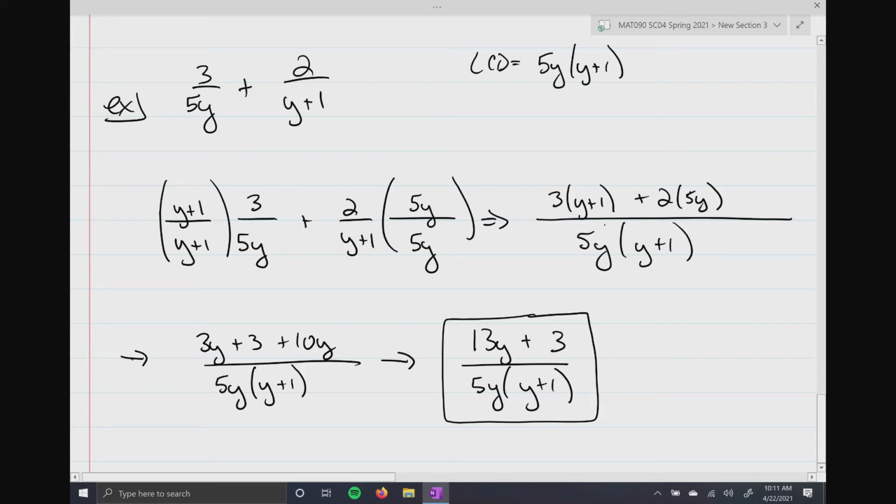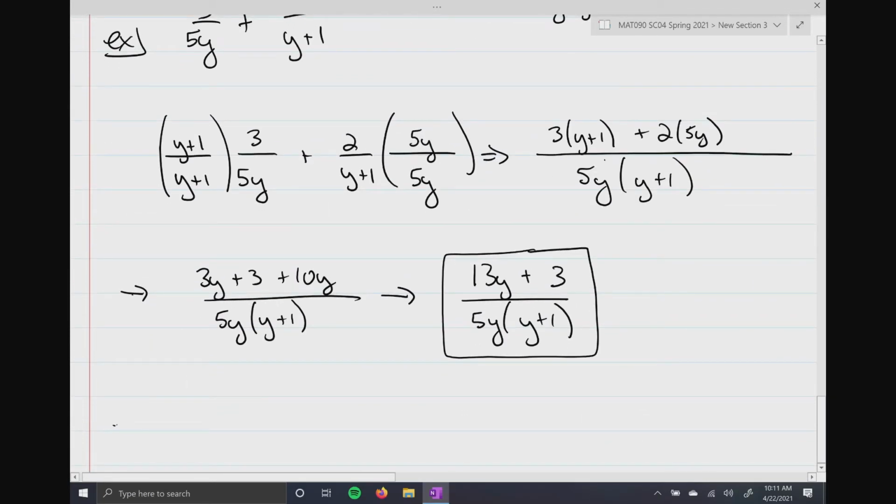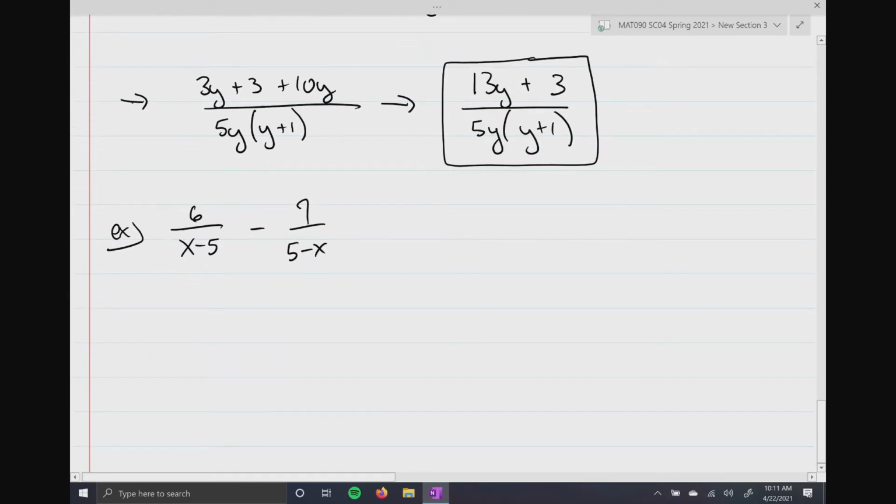How are we looking? Pretty good? Like I said, this isn't difficult. It's bringing everything that you know together. Am I moving too fast? Are we okay? All right. Next example.